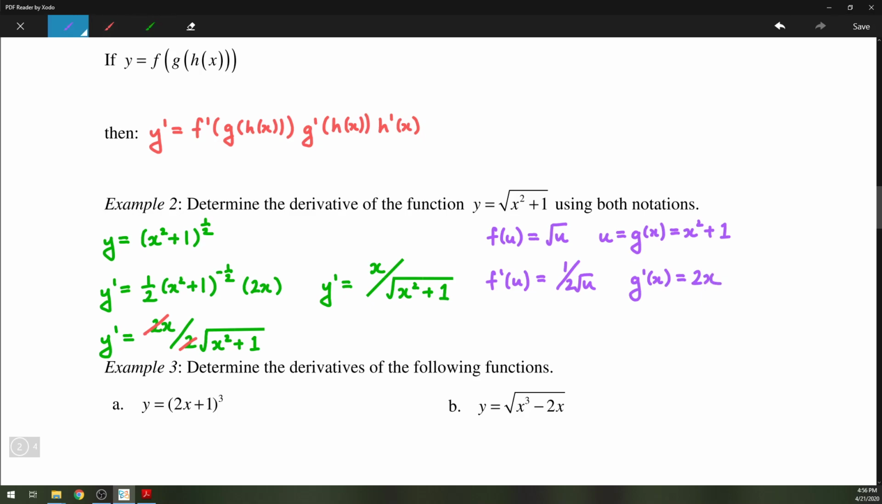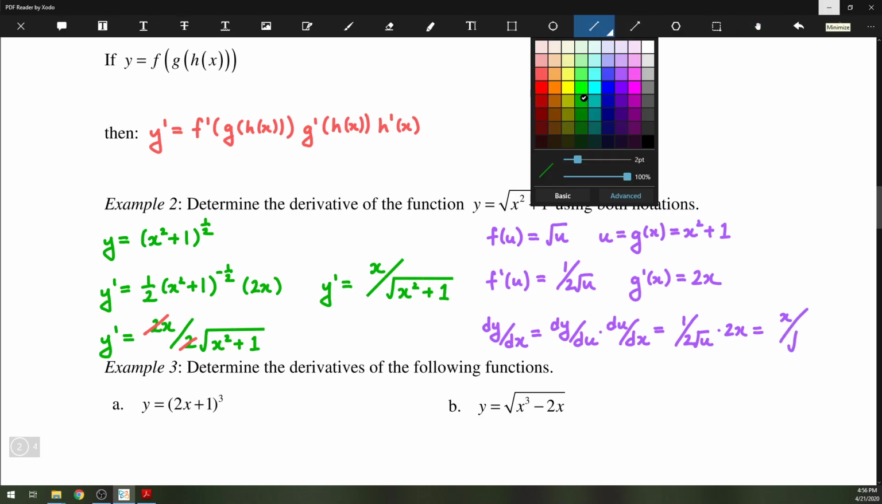So dy dx in this notation is equal to dy du times du dx. And we know what dy du is. That's 1 over 2 square root of u. And then du dx is 2x. And then if we back substitute everything, we'll get the same thing. We'll just get x over the square root of x squared plus 1.